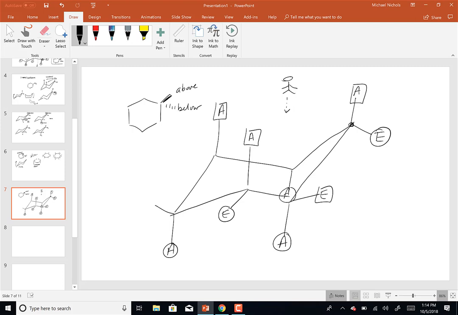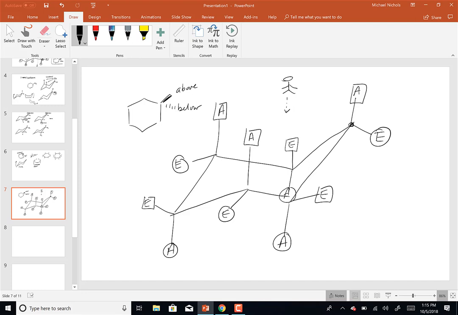This one is... that one's below. And finally, this one over here is above. So they do alternate as you go around the ring. So this would be a completely labeled cyclohexane in terms of equatorial positions as well as positions above and below the plane of the ring.